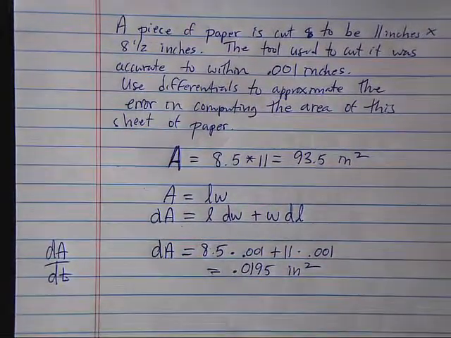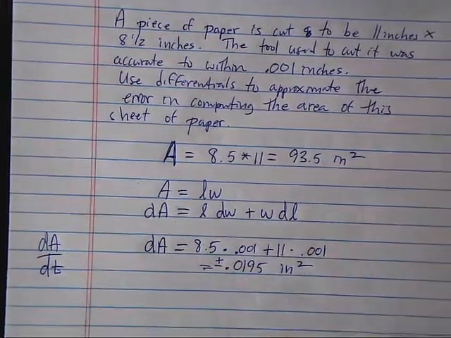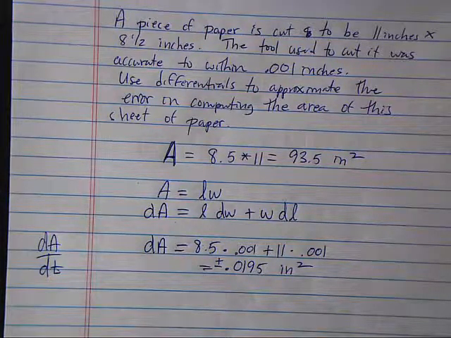So our area could be off, and usually we would do this even. Our area could be off by plus or minus 0.0195 square inches. Why do I put plus or minus? Because it could be either too long. The machine might have cut the piece of paper too long. The machine might have cut the piece of paper too short. I don't know which way it cut it. Could be off either way.